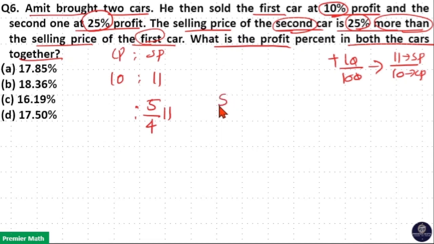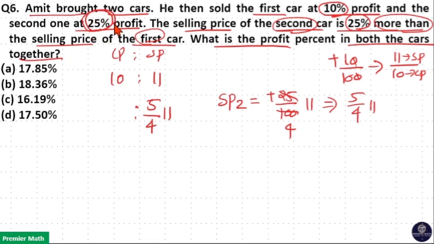That is, consider selling price of the second car as SP2, which is 25% more, means plus 25 by 100 of the first car's selling price. Here selling price of the first car is 11 parts. So write SP1 as 11. Now 25 goes 4 times in 100. Plus 1 by 4 means 5 by 4. So 5 by 4 of 11 is the selling price of the second car.